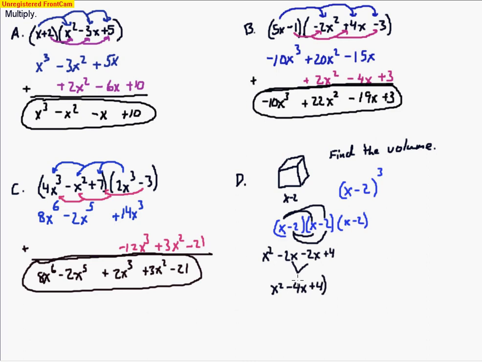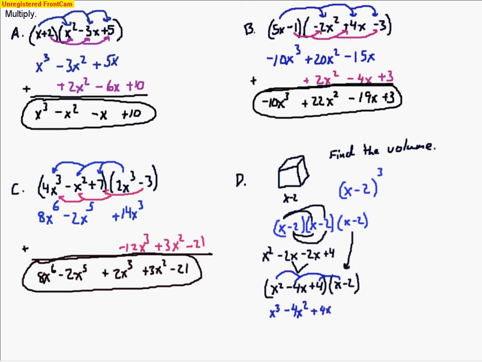But we're not done. We need to take that trinomial and multiply it by this binomial that I just brought down. And so now it becomes a problem just like we had been solving. So we take the x and multiply it by each of the numbers inside that trinomial. So we're left with an x to the third, that's the x squared times x, then a negative 4x squared, that's the negative 4x times x, and then a positive 4x.